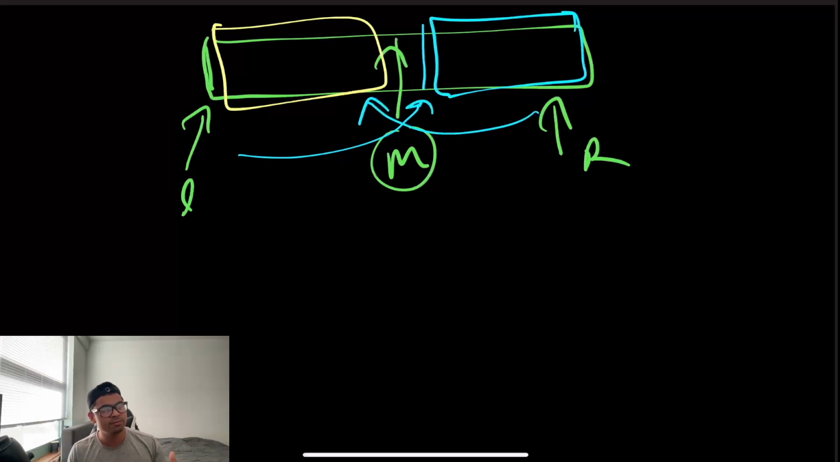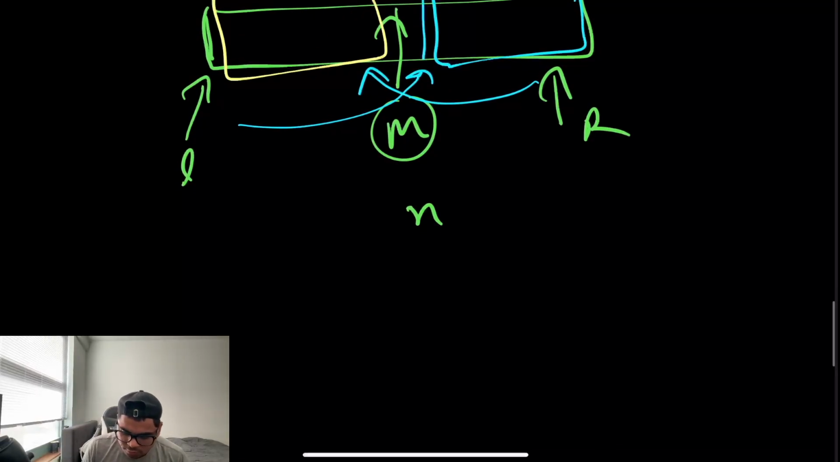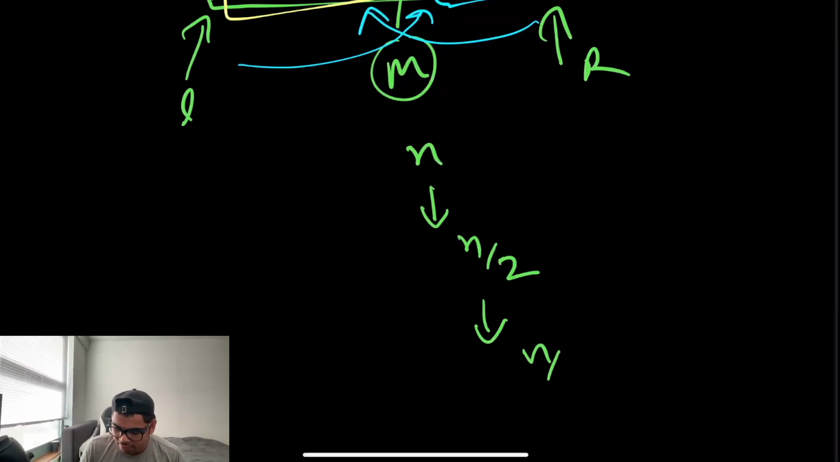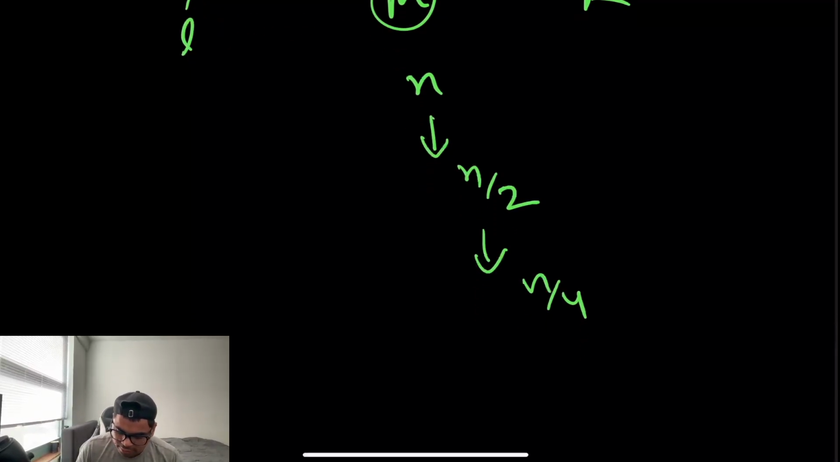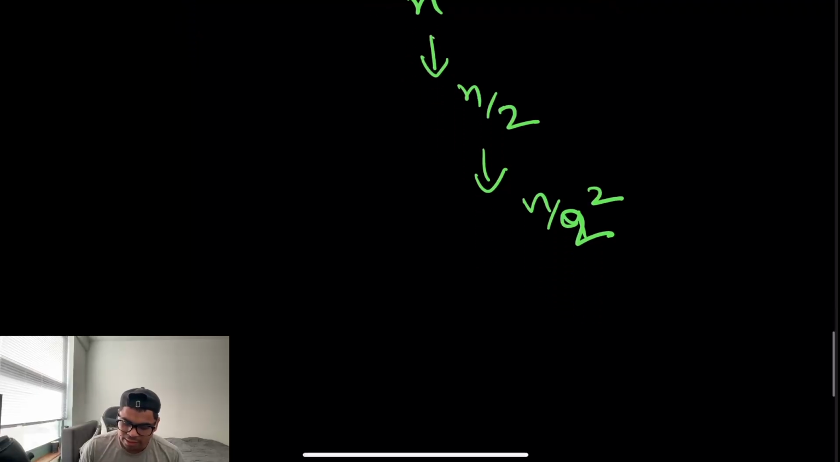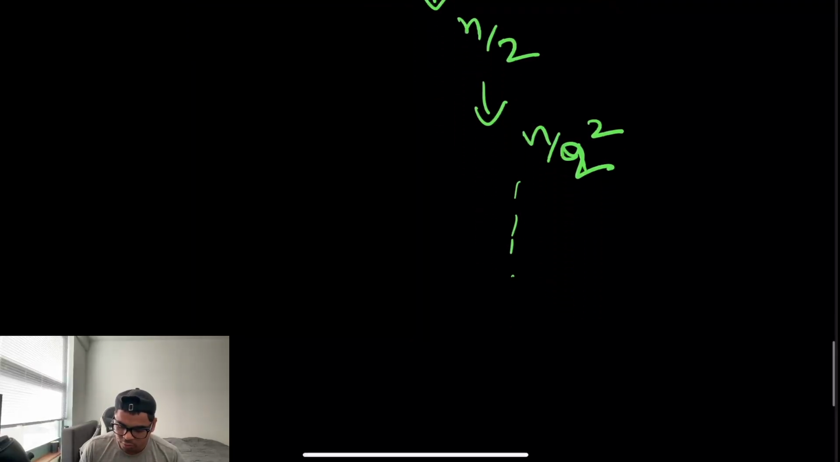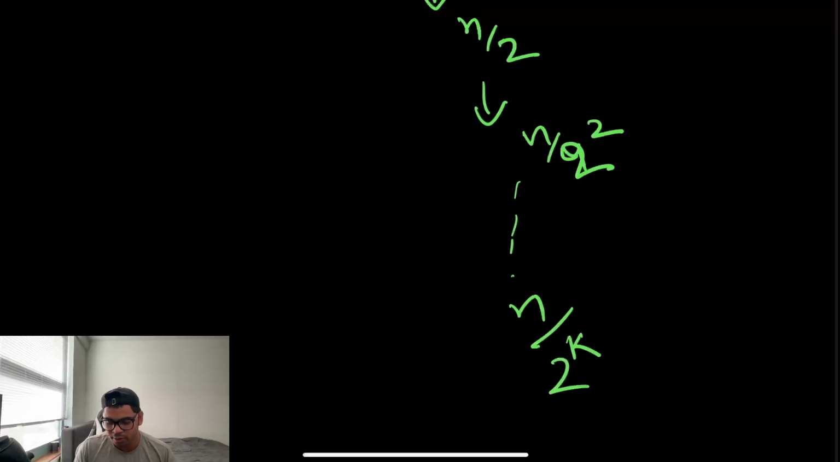And because of that, each time my input is brought down to half. Initially it was n, then it becomes n by 2, and then n by 4, or 4 could be written as 2 to the power 2, right? So at one point my input size will become n by 2 to the power k equals 1. Basically at the end I come to when the size of the array is just 1.